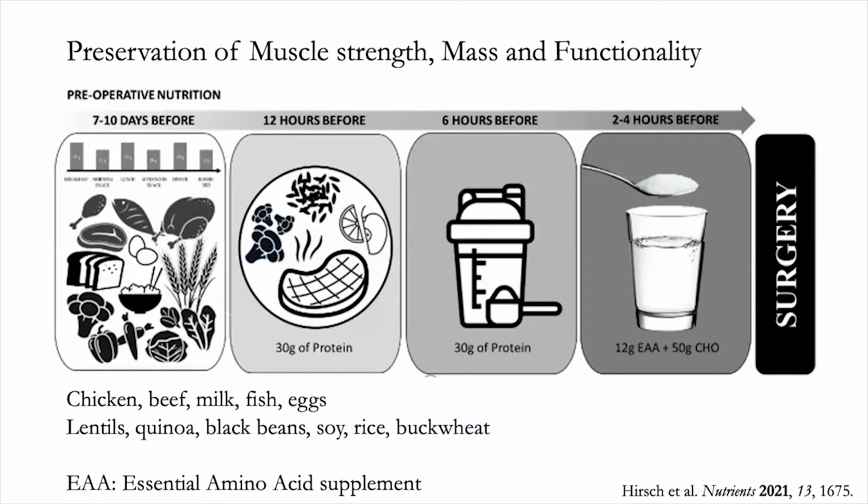Six hours before, they would take a protein supplement before they entered their clear liquids only period. And then 2 to 4 hours before, they would do their carb load, which is usually a clear supplement, with the addition of an essential amino acid supplement. I think that's the only thing that's sort of out of standard.